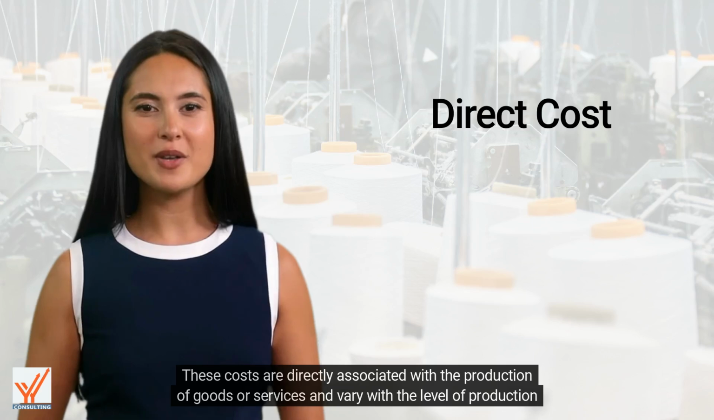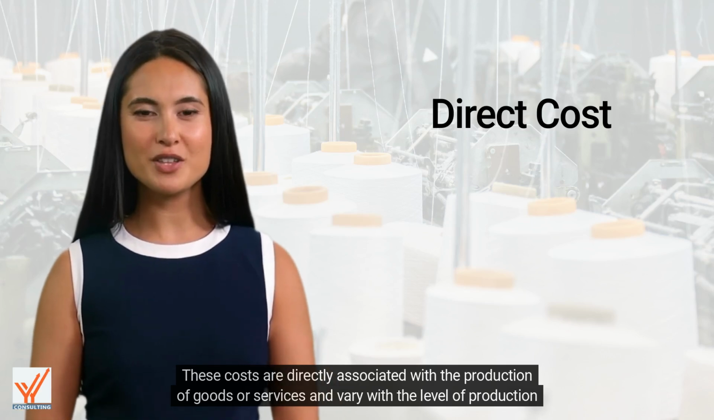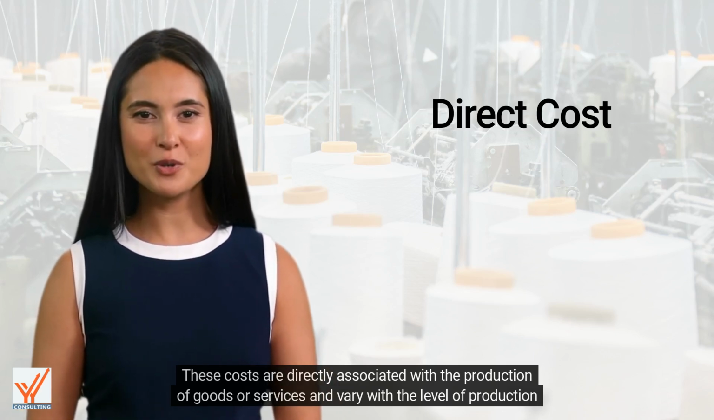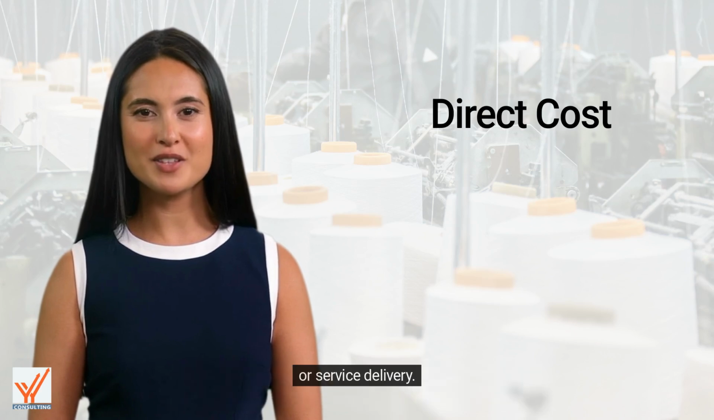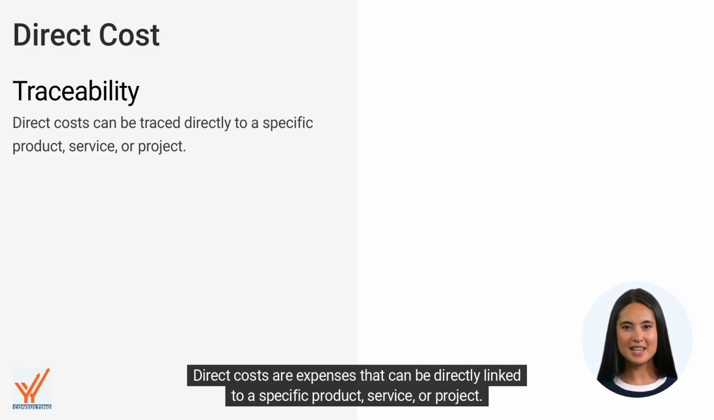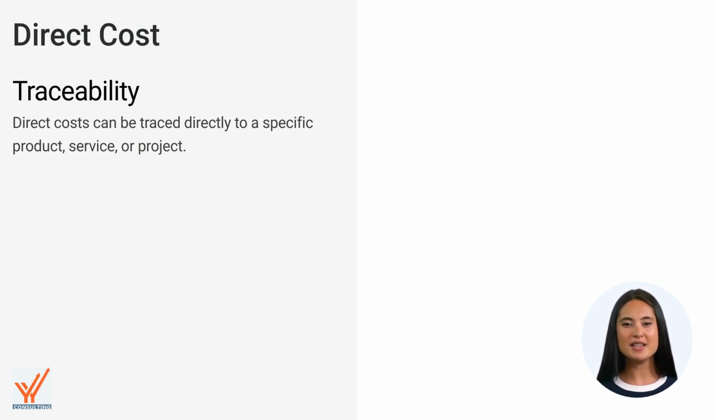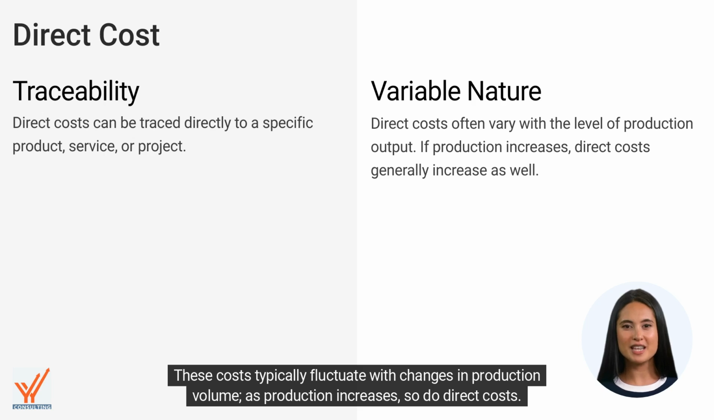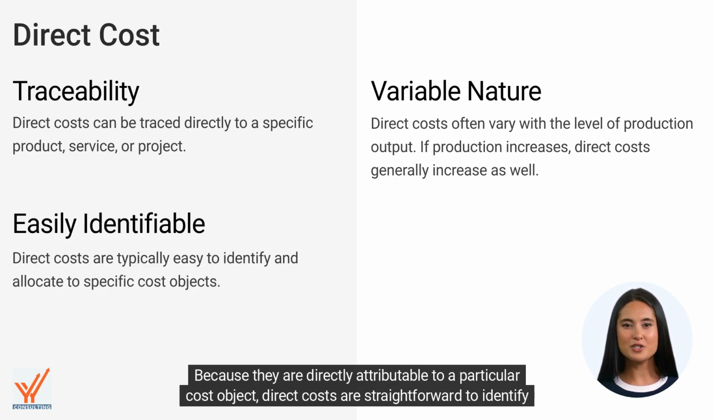These costs are directly associated with the production of goods or services and vary with the level of production or service delivery. Direct costs are expenses that can be directly linked to a specific product, service, or project. These costs typically fluctuate with changes in production volume. As production increases, so do direct costs, because they are directly attributable to a particular cost object.